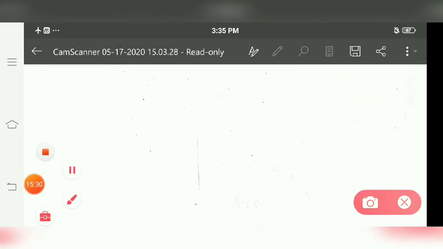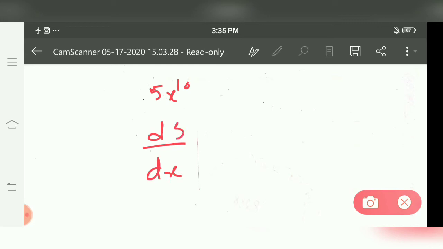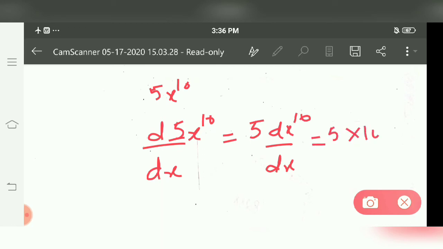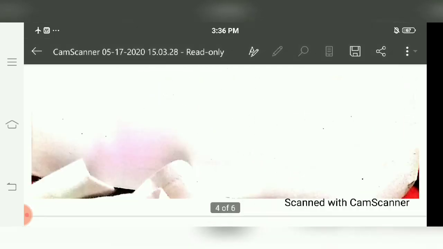Suppose I have a term 5x raised to power 10. We take the derivative of this with respect to x. 5 is a constant and it is multiplied with the variable, so we take it outside the derivative. Inside we are left with x raised to power 10. So 5 into 10 x raised to power 9 into dx by dx, which gets cancelled. We get 5 into 10, 50 x raised to power 9. So this is the use of the formulas.